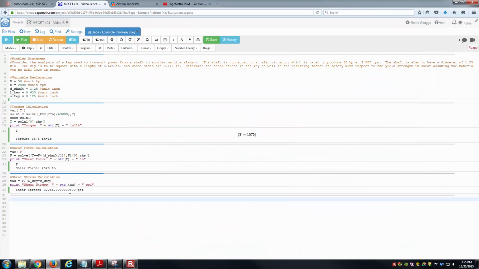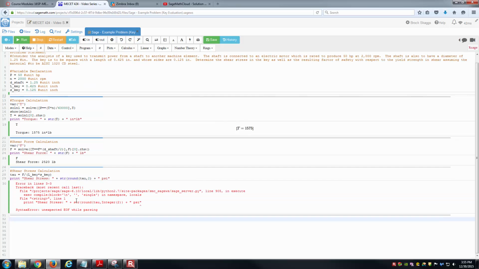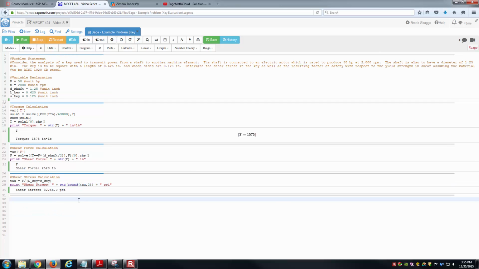But do we really need all these zeros? Probably not. And so here we can just say, well, let's round this to just 2 decimal places. And I missed one parenthesis there. That's why it is mad. And so let's come right here, put the second parentheses, and there we go, 32,256. Looks better.